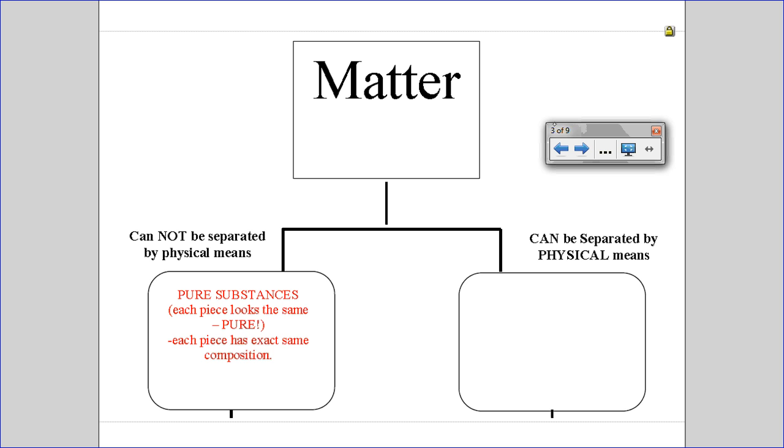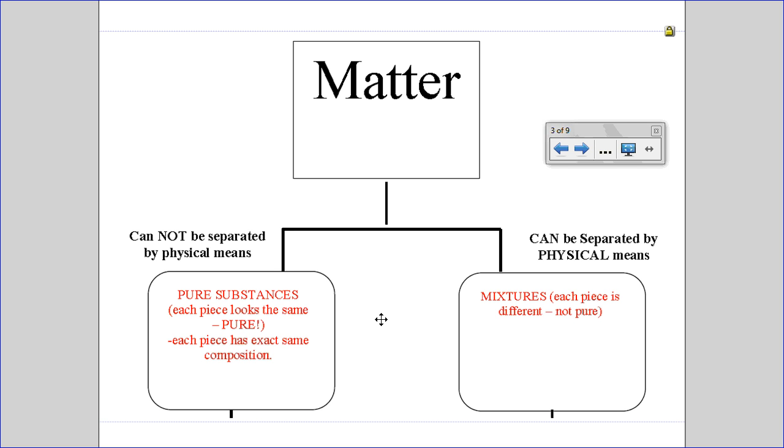Now on the right-hand side, we're looking at matter that can be separated by physical means. We call those mixtures. Mixtures are very common. Most bags of candy actually are mixtures. Thinking back to the M&Ms, you open a bag of M&Ms, you can have 4, 5, 6 different colors in there. Each piece is different. So that bag itself is not pure.